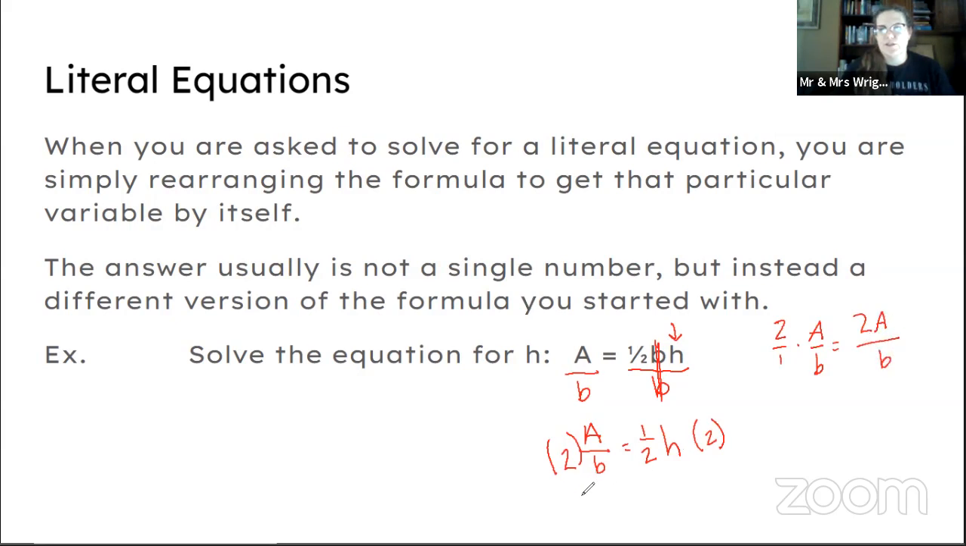All right, so here I have 2A over B equals H. Now you can rewrite this with the H in the front because we're used to seeing the lone variable on the left-hand side and the equation on the right-hand side. So H equals 2A over B. And that's how you solve for H.